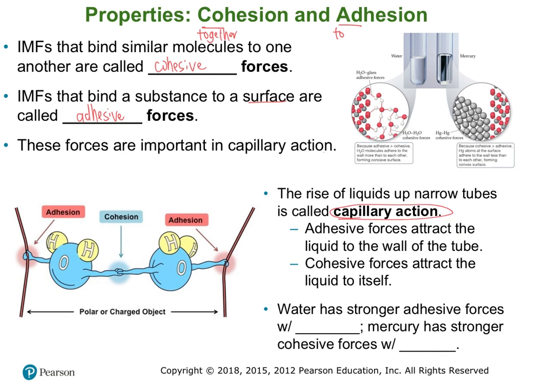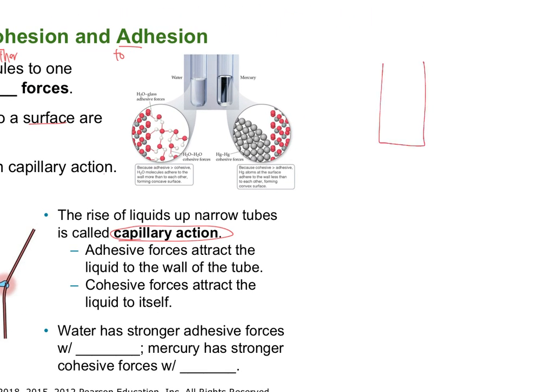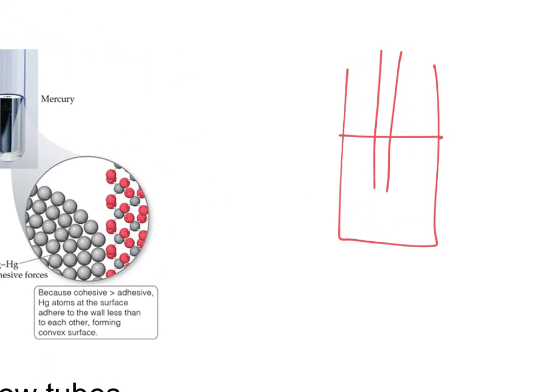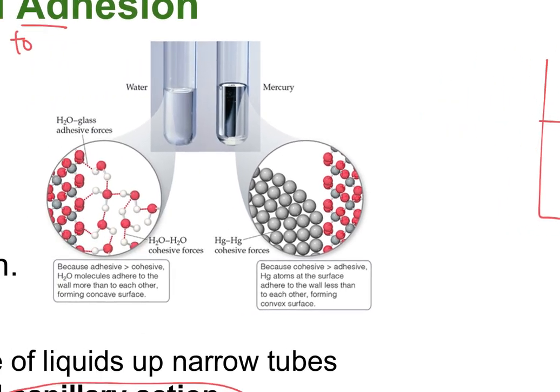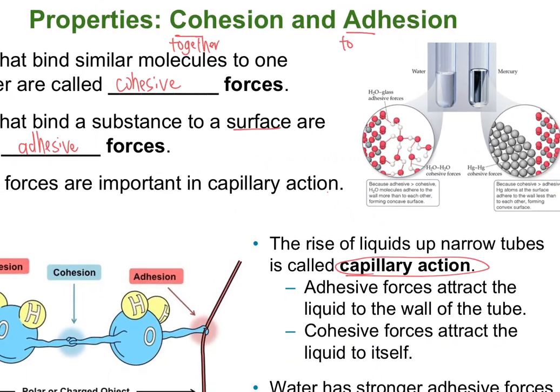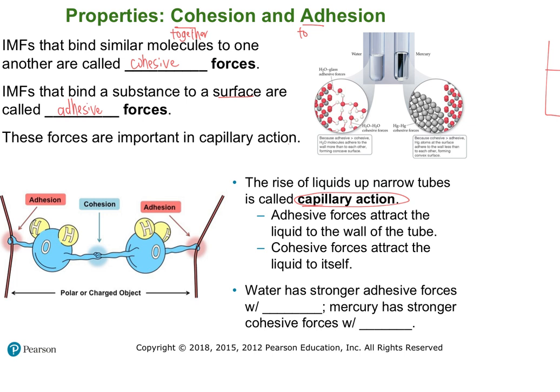You maybe have seen this. If you have a cup of water, so here's the liquid, and you put a straw into it, if you look very closely, the water goes above the level of the surrounding water. That's due to some adhesive forces on the surface of the straw and cohesive forces within. So, let me zoom out. Both adhesive forces attract the liquid to the wall of the tube, and the cohesive forces keep those molecules attracted to each other.